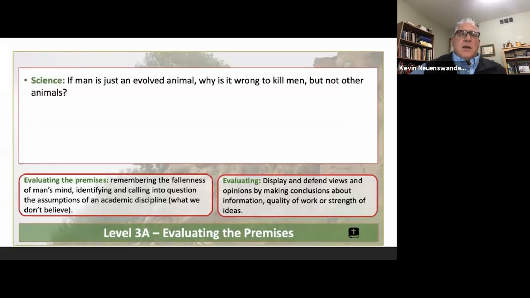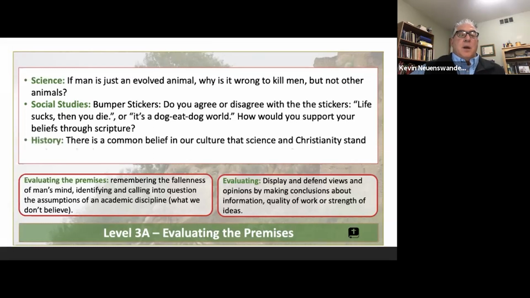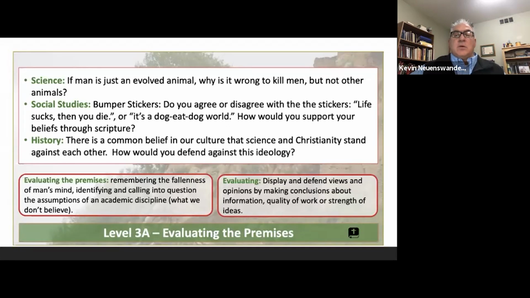Science: if man is just an evolved animal, why is it wrong to kill men but not other animals? Assuming you're not a vegan. Social studies, bumper stickers: do you agree or disagree with the sticker, life sucks, and then you die? Or it's a dog eat dog world? How would you support your belief through scripture? And history: there's a common belief in our culture that science and Christianity stand against each other. How would you defend against this ideology? Well, apologetics is great. It works into this for sure.